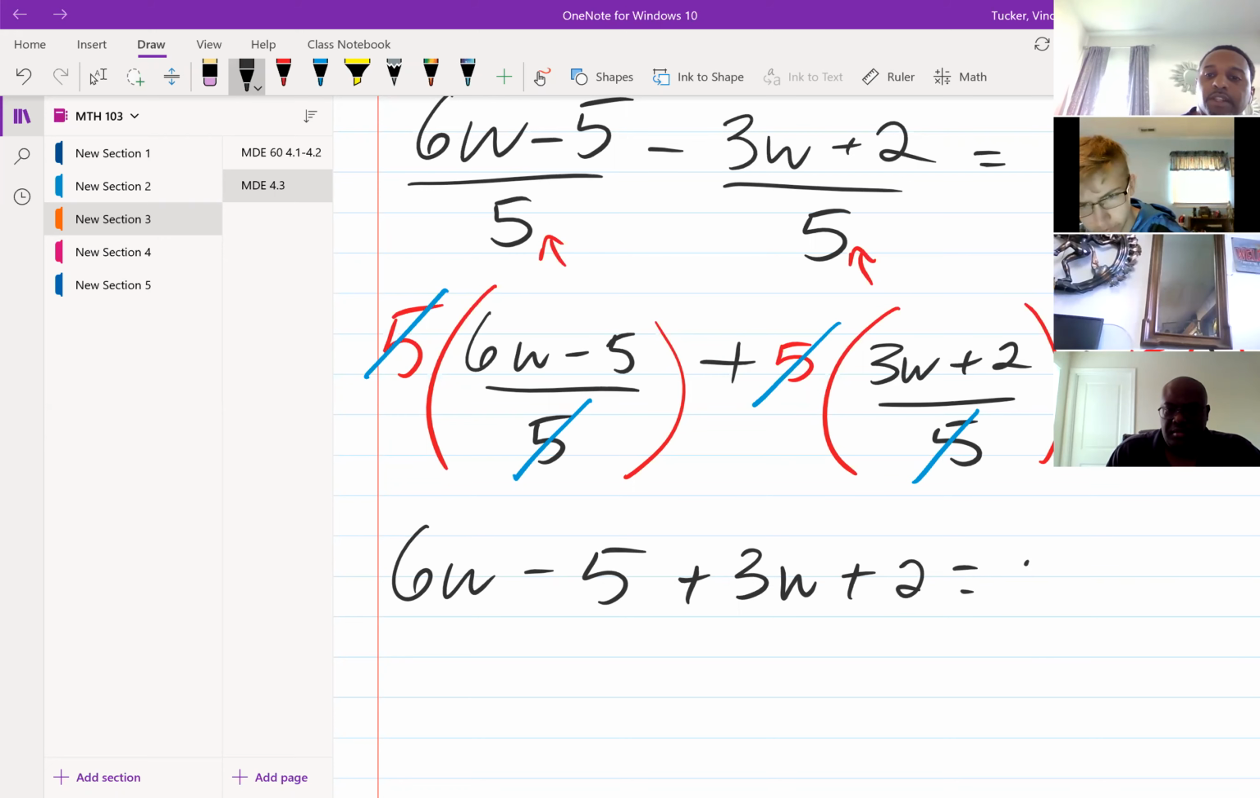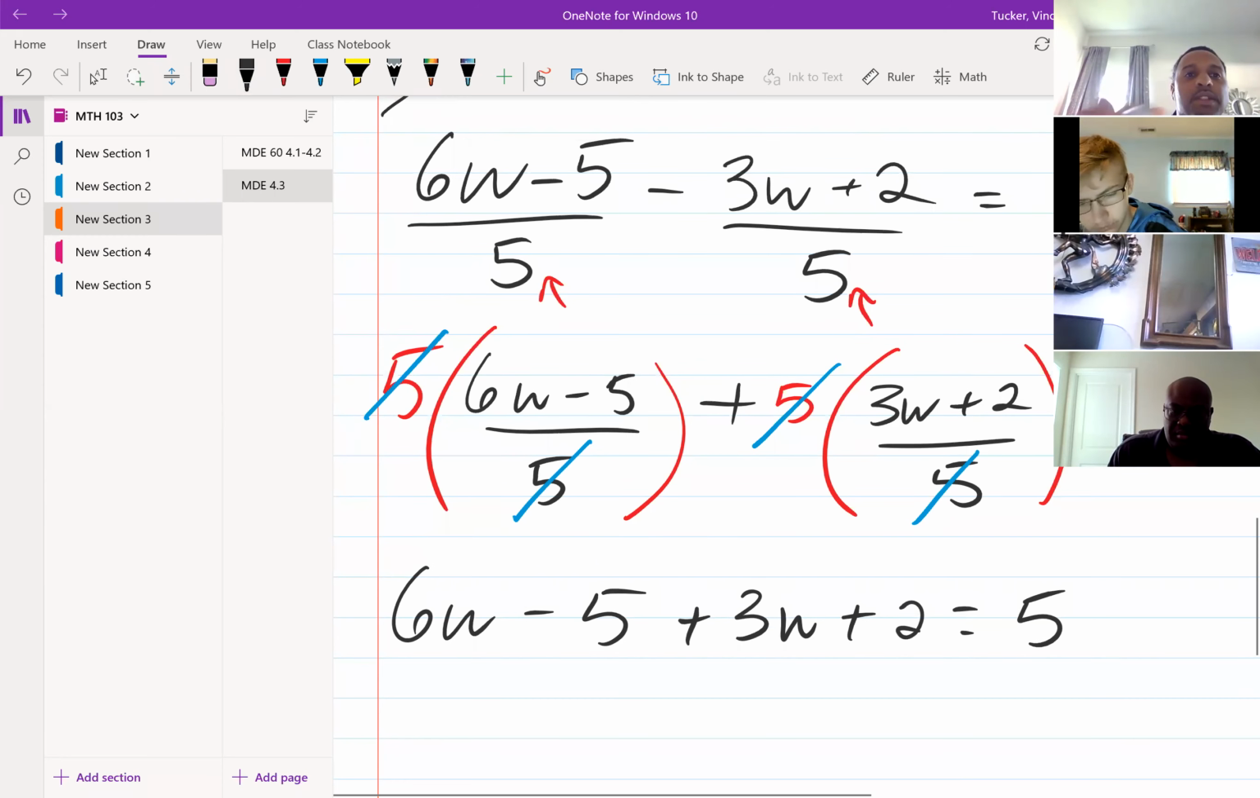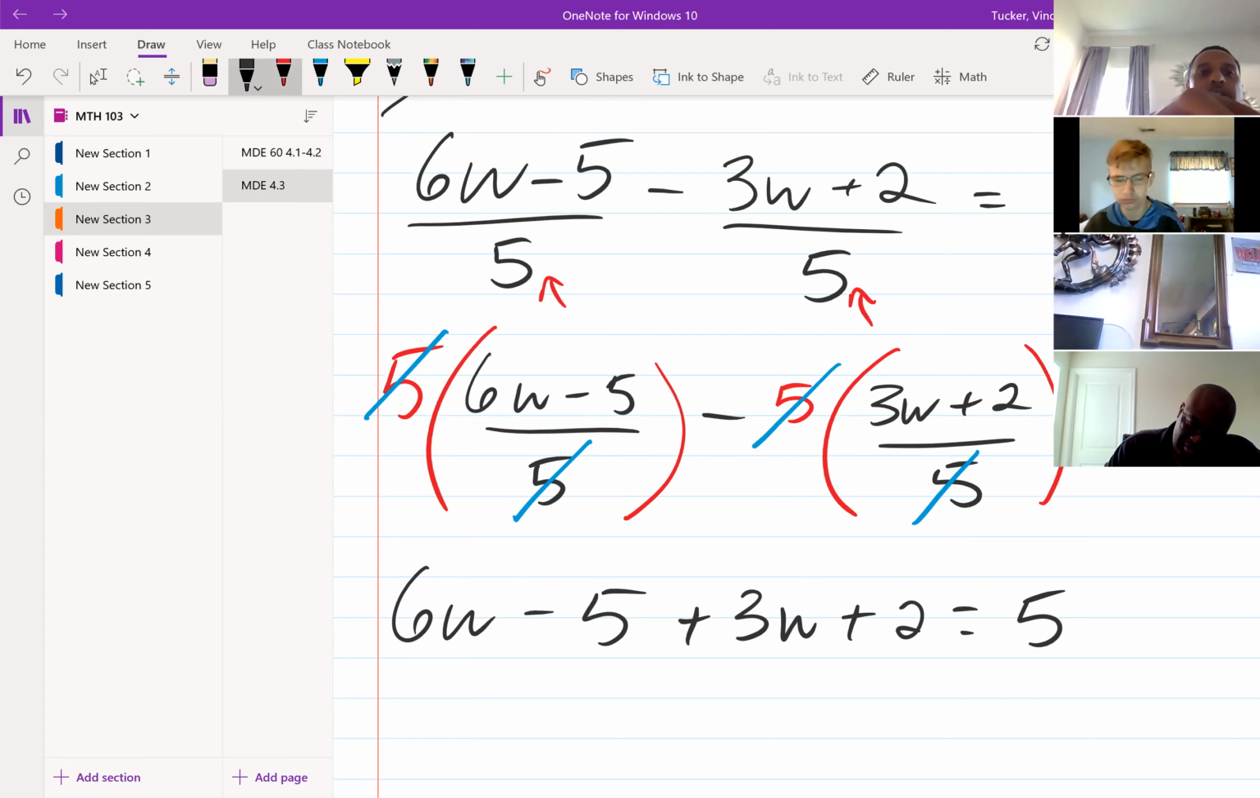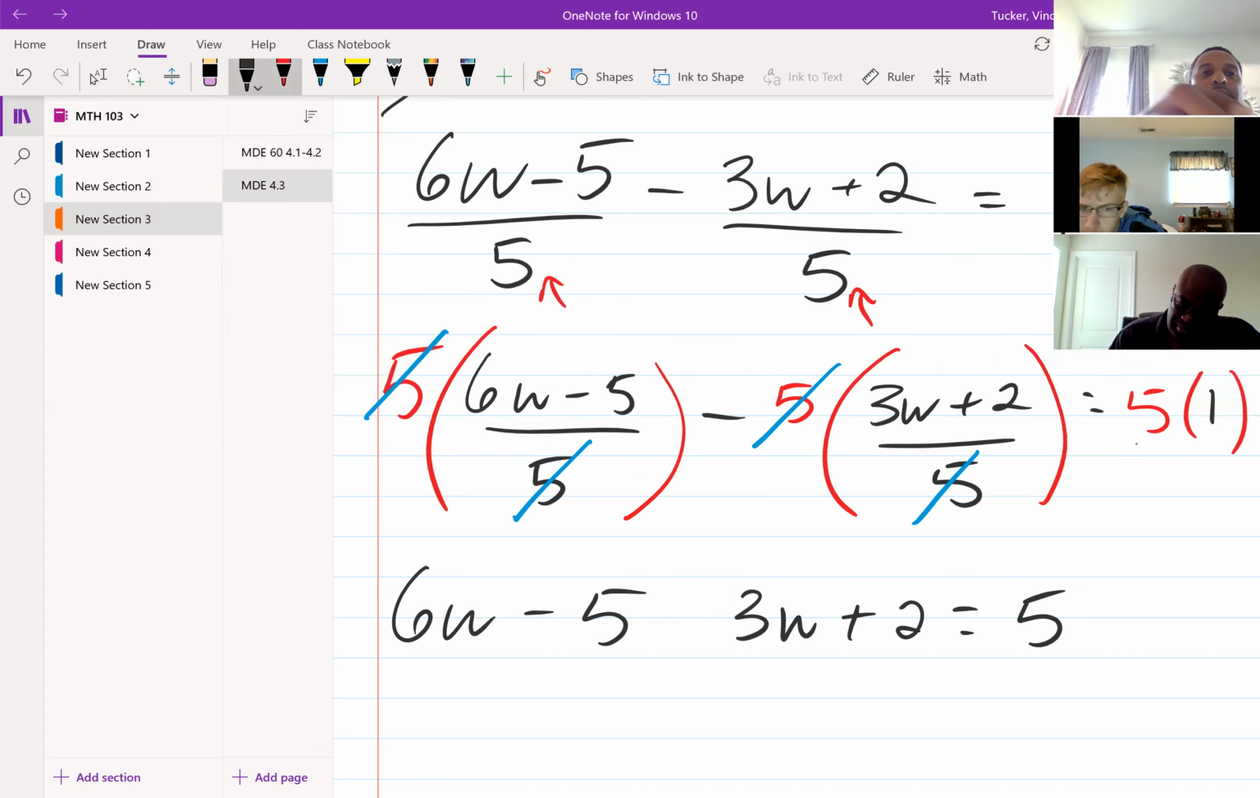Then on the right, 5 times 1 is 5. Hold on. I did something wrong. Yeah, I went from minus to plus right here. Apologies. That should be a minus sign right there. So let me erase that here. So now whenever we have a minus sign right here, that adds a different dynamic, something that we have to be careful of.